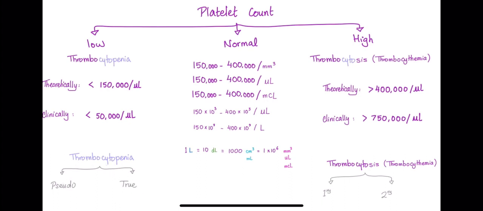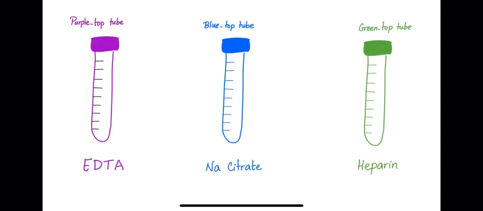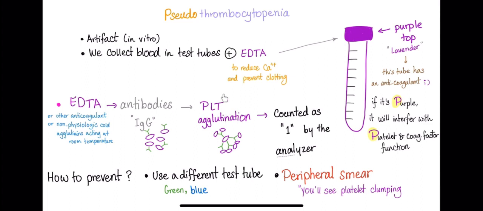It is true. Pseudo-thrombocytopenia is an artifact in the lab when you put the blood in this purple top tube. Purple top tube or lavender top tube contains EDTA. EDTA will lead to platelet agglutination or clumping. These are 8 platelets, but they are counted as 1 by the machine called the analyzer. That's why we call it analyzer. It's a silly machine. This is not a true thrombocytopenia. This is a pseudo thrombocytopenia. The machine has been fooled.